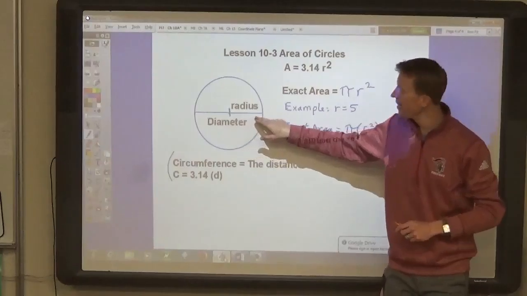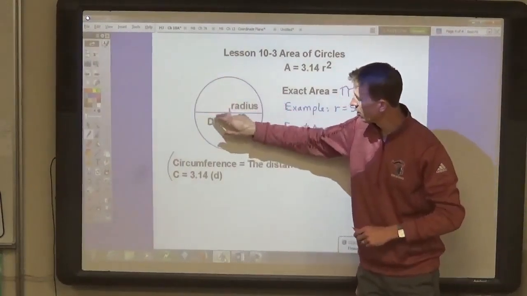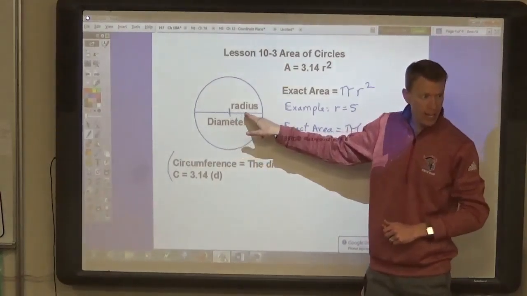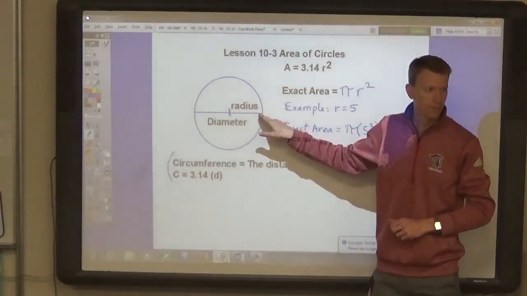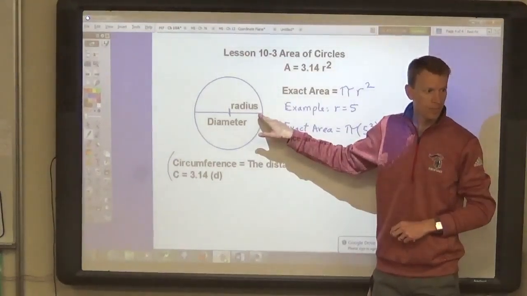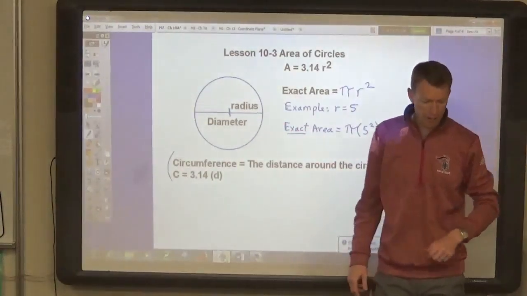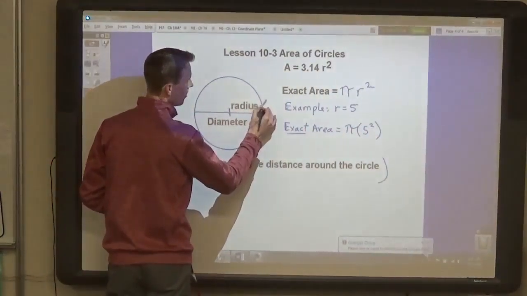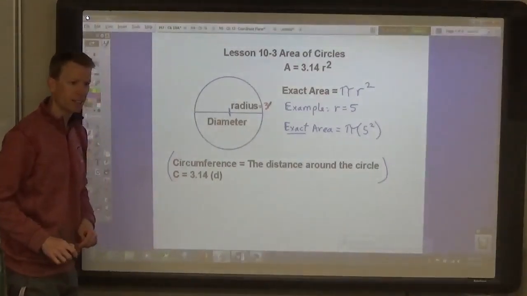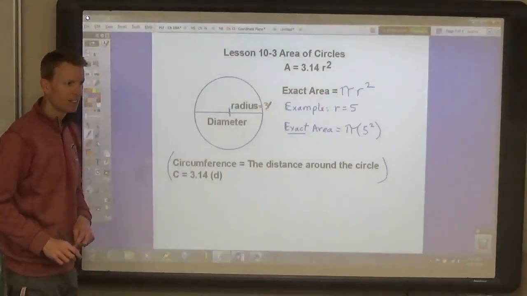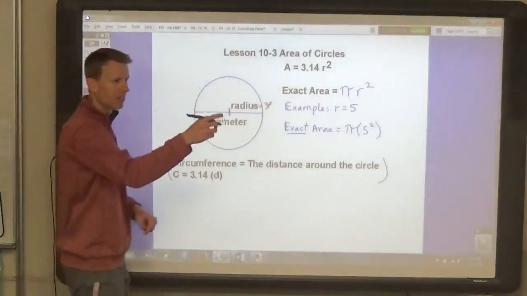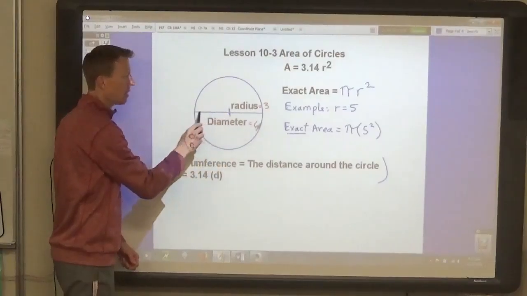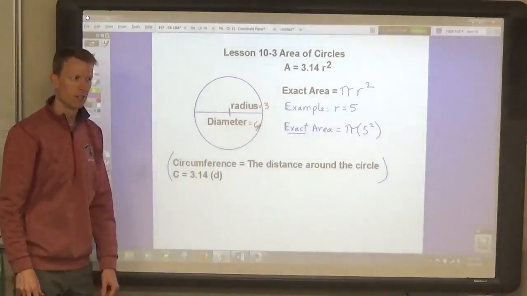No, the radius doesn't refer to the half circle. It refers to this line. The distance from the center of the circle to the edge of the circle is called the radius. So the radius in this one might be 3. If the radius is 3, then what's the diameter? 6, because the diameter is the entire distance across the circle.